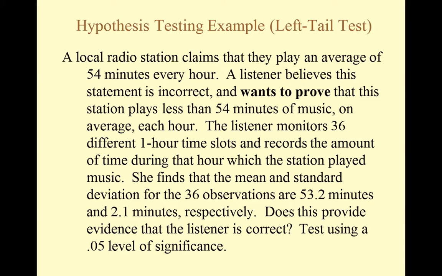So let's look at a left tail test example. A local radio station claims that they play an average of 54 minutes of music every hour. A listener believes the statement is incorrect and wants to prove the station plays less than 54 minutes of music on average each hour. So the listener monitors 36 different 1-hour time slots and records the amount of time during each of those hours which the station played music.